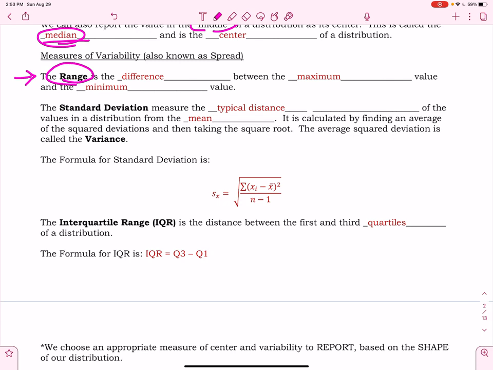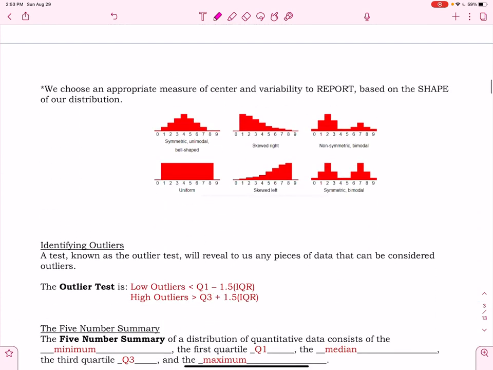But if we do have the data, or we have a summary statistic situation, we can calculate or be given the standard deviation or the IQR. These are both measures of spread, just like mean and median are measures of center. So how do we know when to use what? Well, we base that on shape. So we choose an appropriate measure of center and variability to report based on the shape of our distribution.